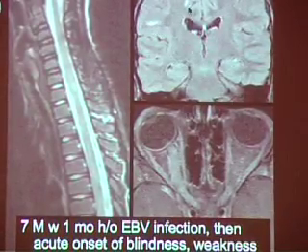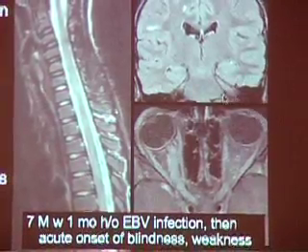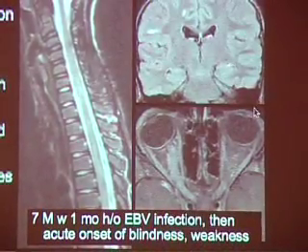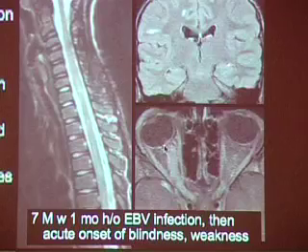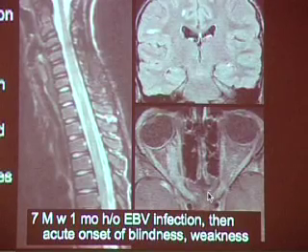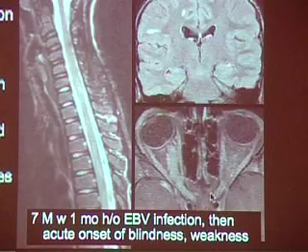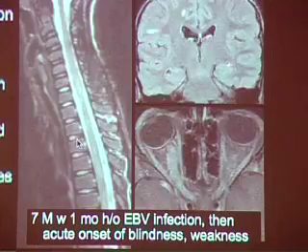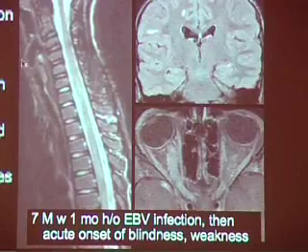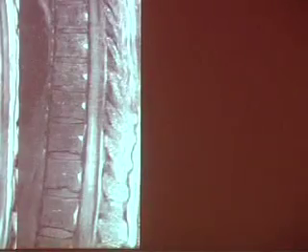When we look at the brain, he's got multiple white matter lesions. When we look at an axial post-GAD image through the orbits, look at his optic nerve on the right. It's diffusely enlarged and enhancing. His optic nerve on the left is also enlarged a little bit and mildly enhancing. And this is a patient with fairly typical, pretty severe ADEM. Now, what about this patient?